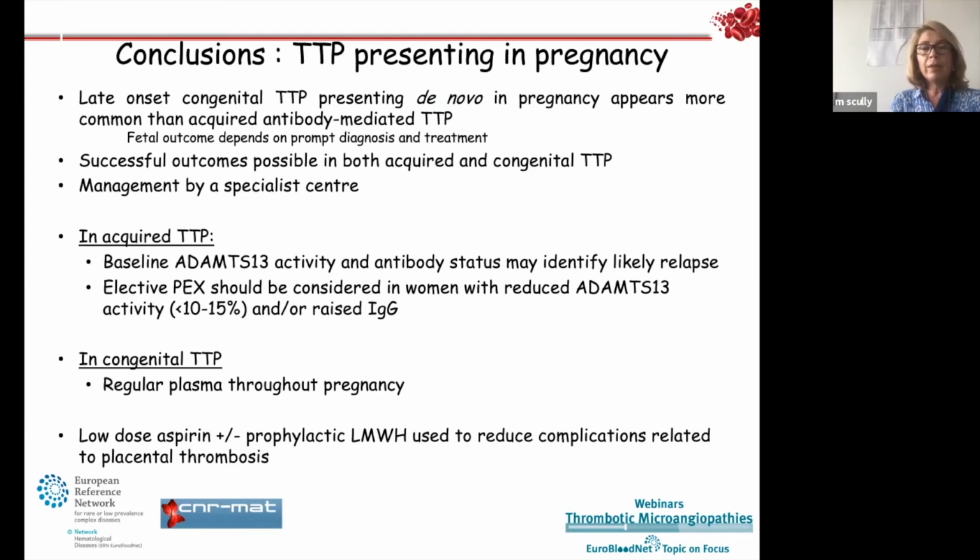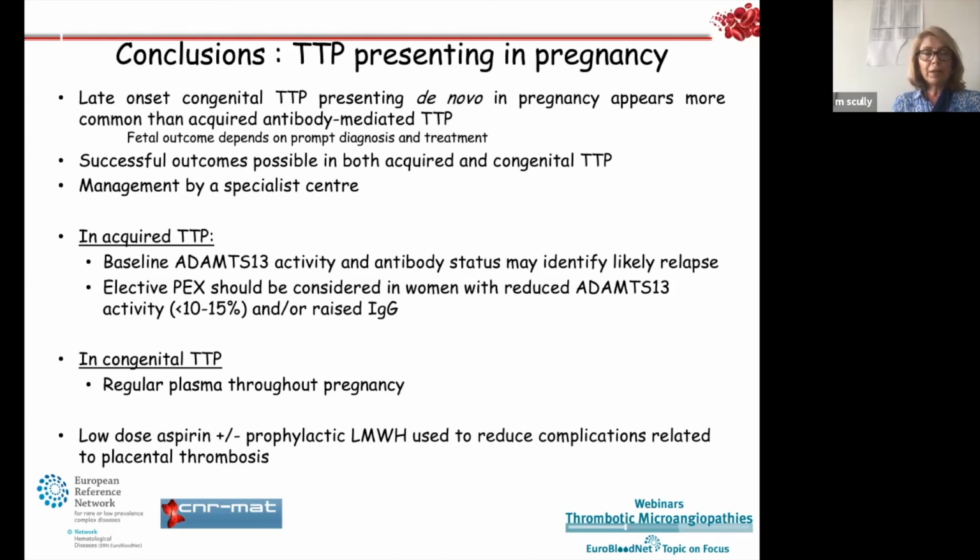So in conclusion, late onset congenital TTP presenting de novo in pregnancy is more common than immune-mediated antibody type of TTP. And fetal outcomes really do depend on prompt diagnosis and treatment. So we don't need to immediately deliver ladies for TTP to go into remission, which is different to preeclampsia and HELLP. We still have to continue therapy for TTP, whether we deliver baby or not. But successful outcomes are possible with both types of TTP, but it does require management in a specialist centre.